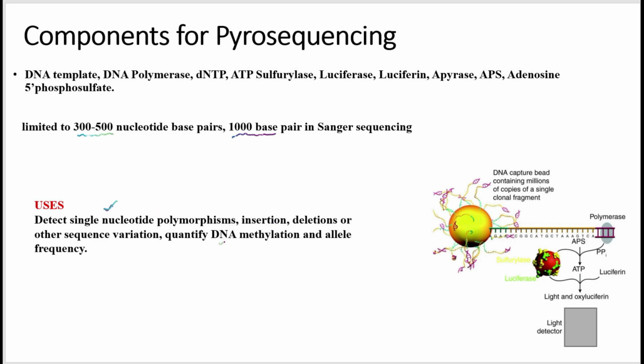Or we can quantify DNA methylation as well as allele frequency. If there is a DNA that has methylation at some places, this methylation can be detected by sequencing. Any kind of sequencing can detect it, but if it is a small nucleotide stretch, we can perform pyrosequencing. We can also use it to see whether there is an insertion, deletion, or other sequence variation in the DNA.